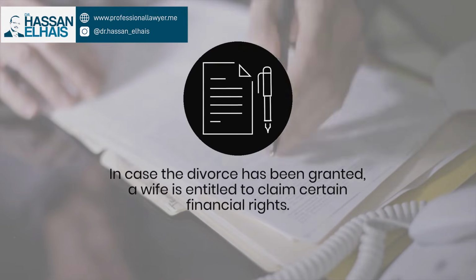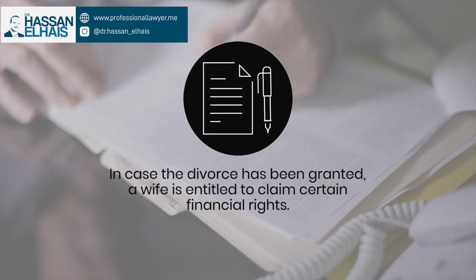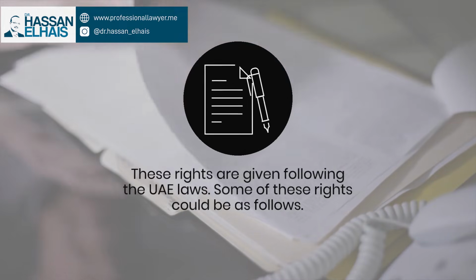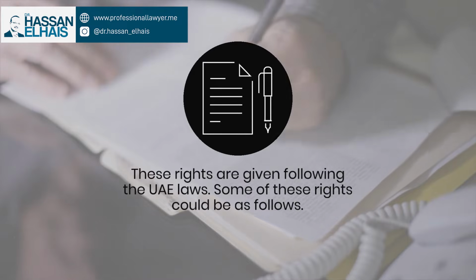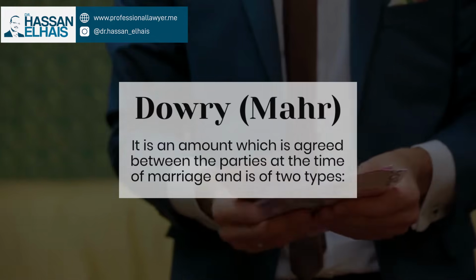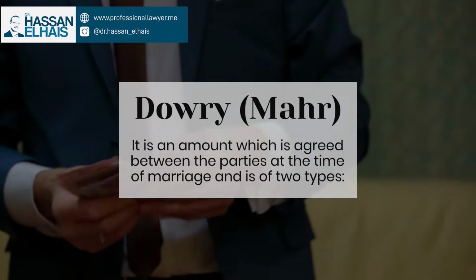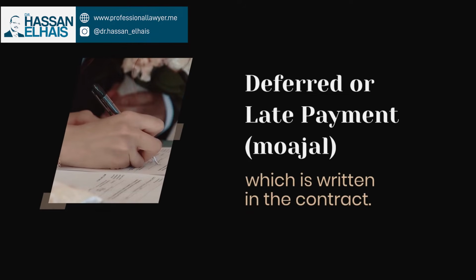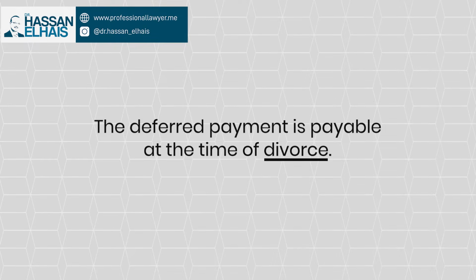Claims. In case the divorce has been granted, a wife is entitled to claim certain financial rights. These rights are given following the UAE laws. Some of these rights could be as follows. A. Dowry, mahr. It is an amount which is agreed between the parties at the time of marriage and is of two types. 1. Prompt dowry, moqaddam, which is paid at the time of marriage, and 2. Deferred or late payment, muajjal, which is written in the contract. The deferred payment is payable at the time of divorce.